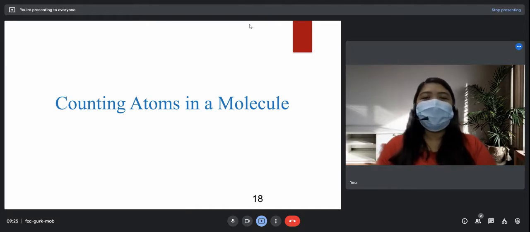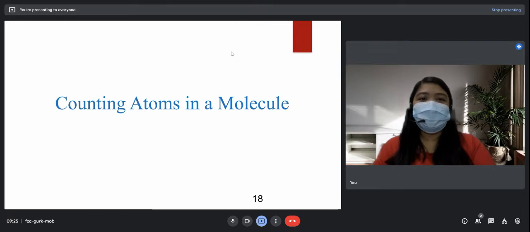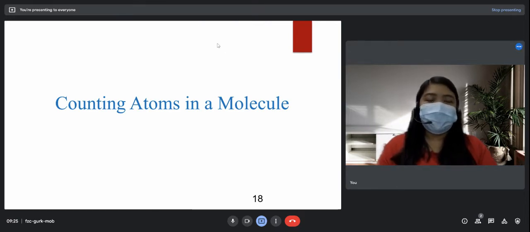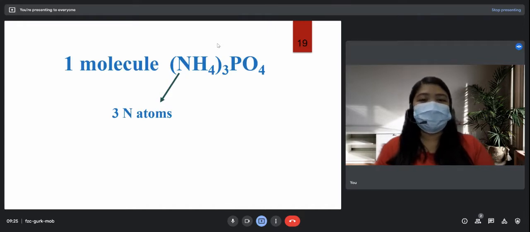So for today, we will be discussing counting atoms in a molecule, or how to count the atoms in a certain molecule. During our previous discussion, we have already discussed how to count the total number of atoms by just merely looking at its molecular formula. So I have here an example.